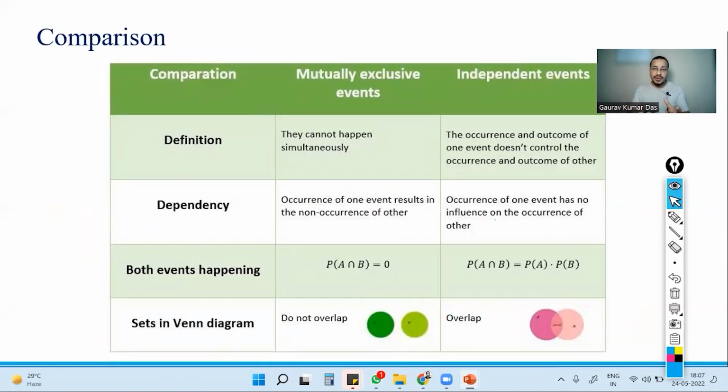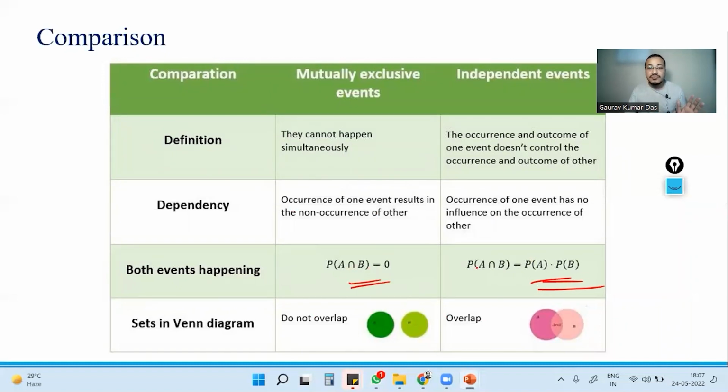So now, if you want to compare mutually exclusive and independent events, let's do a quick recap. Definition: mutually exclusive events cannot happen simultaneously, right? They cannot happen simultaneously, so the intersection is 0. Independent events: the occurrence and outcome of one does not control the outcome and occurrence of other events, right? So if it is independent, your intersection will be directly the product, the multiplication. Here, P of A intersection B will give you 0, right?